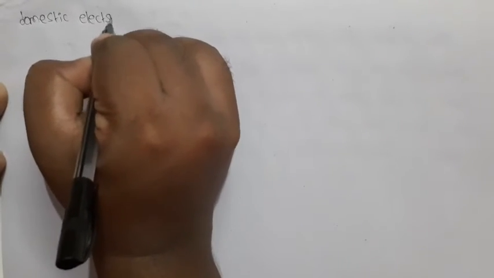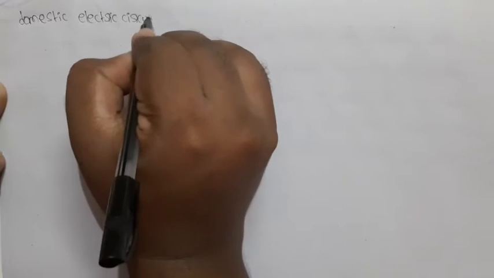Hello students, in this class we are going to study about domestic electric circuits. In our homes we observe small electric circuits with safety measures. How these electric circuits are constructed and what the safety measures are, we will discuss in this class.